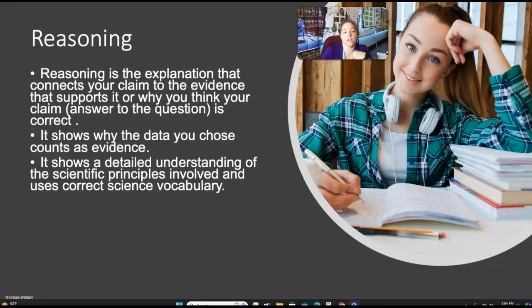It shows why the data you chose counts as evidence and isn't like just the grass is green and that shows why the sun is yellow. It doesn't match. It shows a detailed understanding of the scientific principles involved and uses correct scientific vocabulary. And that's the big thing that I'm going to start looking for: you have to show your detailed understanding. It's not a generic statement. You have to give something to it. And you've got to use scientific vocab.